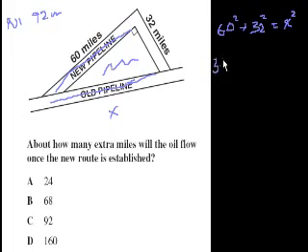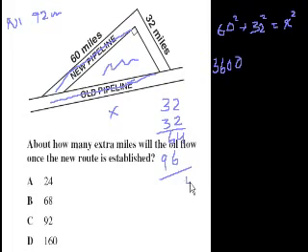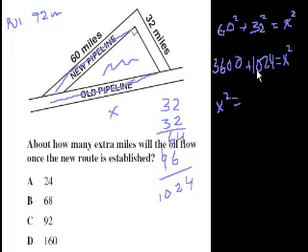So 60 squared is 3600. And 32 squared, let's see, 32 times 32. 2 times 32 is 64. 3 times 2 is 6. 3 times 3 is 9. So it's 1024. Plus 1024 is equal to x squared. So let me just switch both sides. X squared is equal to 3600 plus 1024, which is 4624.